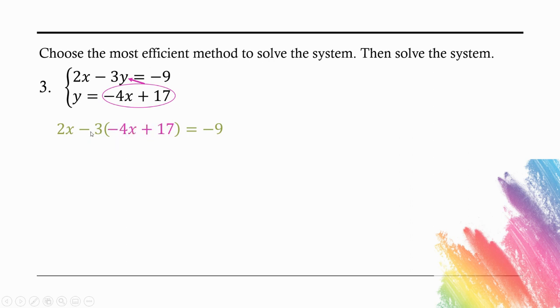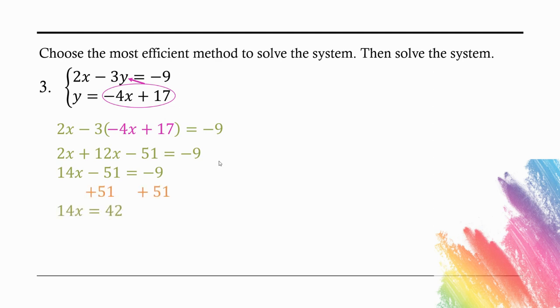Next, we'll distribute that negative 3. We want to make sure we distribute the negative along with it. Remember, a negative times a negative is positive. So after distributing, we get 2x plus 12x minus 51 equals negative 9. Combine like terms. 2x plus 12x combined gives us 14x. And to isolate x, I would add 51 to both sides. And then lastly, divide both sides by 14.